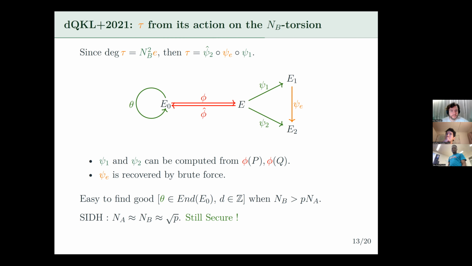So I think this concludes this part on the Petit torsion points attacks. Any question? No? I don't know if I should be happy or if I should be sad, but I think I should continue. That's the aim.